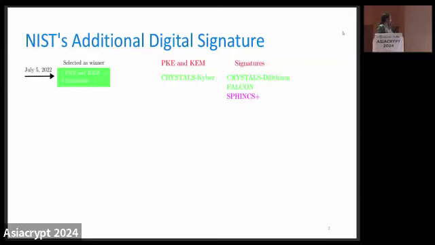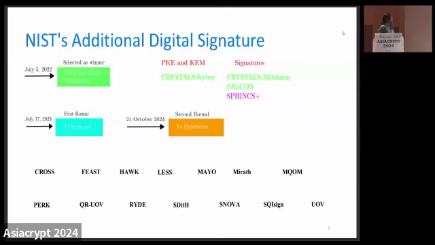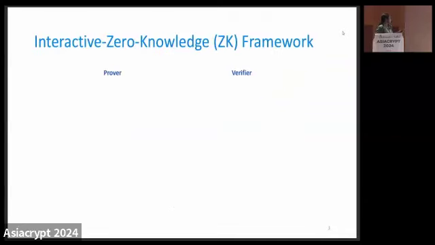As we know, NIST has selected three signatures as post-quantum standards, and among them two signatures are based on the lattice problem. So NIST organized an additional signature standardization process to diversify the post-quantum options. In this direction, 40 schemes were selected in the first round, and 14 schemes entered the second round, and our attack works on two of these schemes, CROSS and LESS, and both of these schemes use a common zero knowledge based framework.